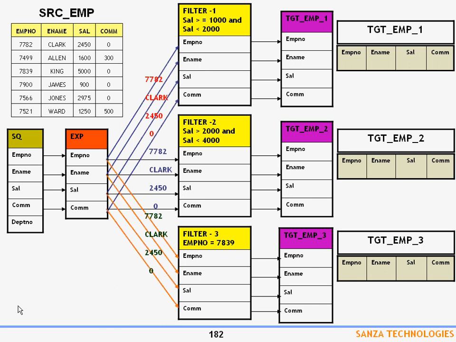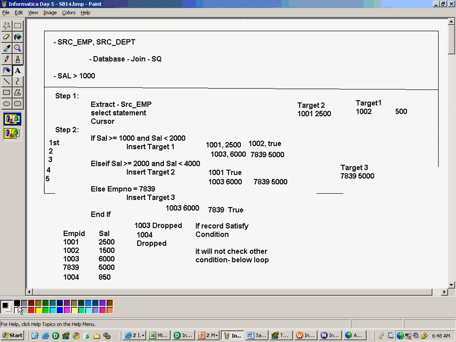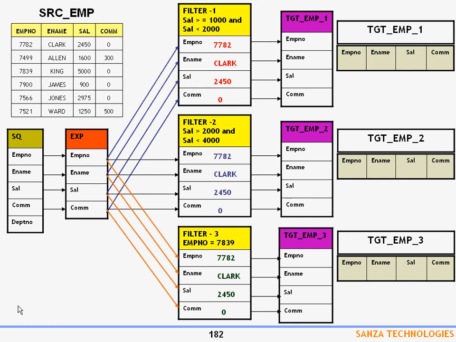That is one. Second, it will test all the conditions of all the filter transformations. Each and every record will be tested for all the conditions. Whereas in traditional programming, it tests one condition on salary, and if it does not satisfy, it goes to the next condition, and then the next. Like that it will work. In Informatica, each record will be tested by every filter transformation. However many you have, that many tests it will do for each and every record.